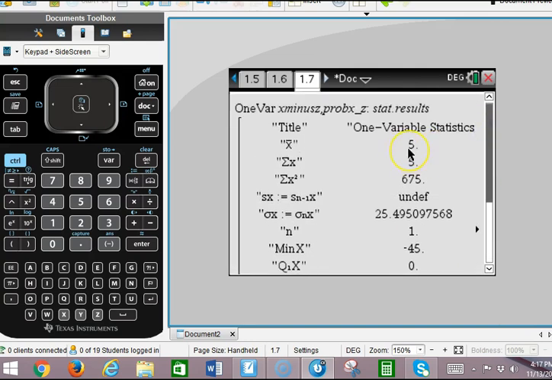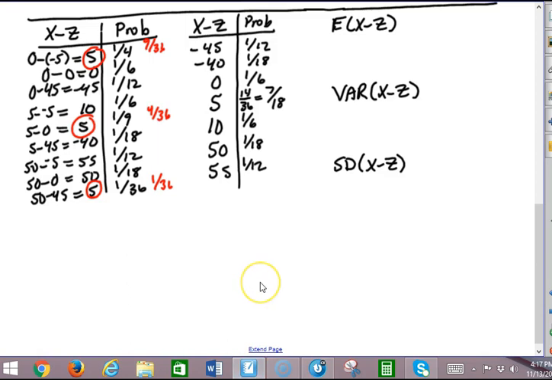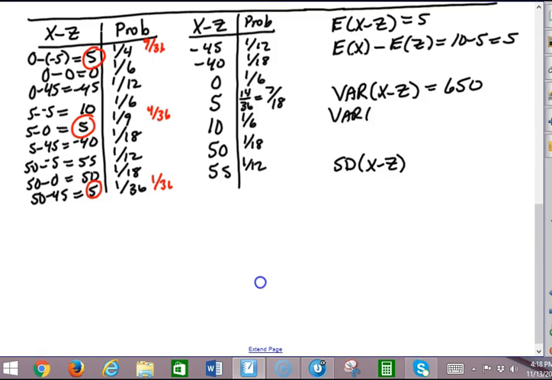Interesting. X bar, or the mean, is 5, but the standard deviation and the variance are exactly the same. So why is that? Interesting. So we see this is the same as the expected value of x minus the expected value of z, which is 10 minus 5, which is 5. The variance is 650, which is the variance of x plus the variance of z. Interesting. Not minus. So we subtracted the expected values, but we did not subtract the variances. We still added them. So this is still 325 plus 325.